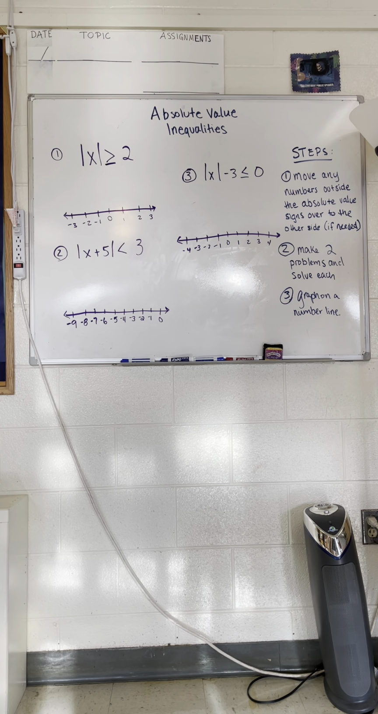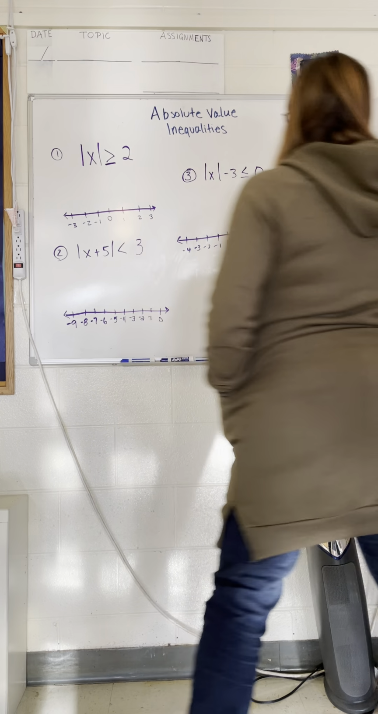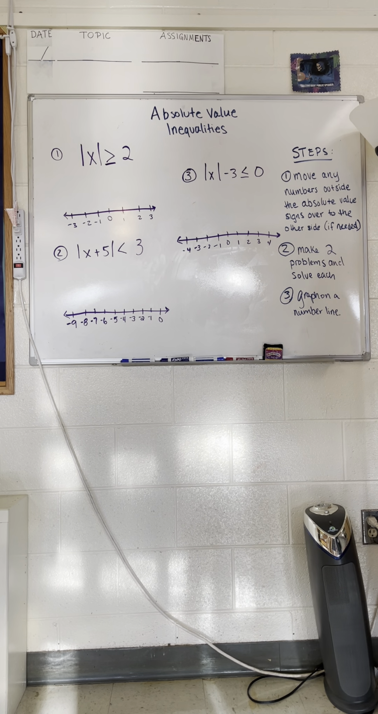And it's the same thing with this, except now, like with other inequalities, we have to graph them at the end, okay? So basically the steps are, and we're not going to do the first step yet. We'll do that at the end because it's a little bit more complicated. The first step technically is to move any numbers outside the absolute value signs over to the other side of the inequality sign, if needed, okay? So that would be like this problem right here. And the second step, which is technically going to be the first step for the first couple problems we do, is to make two problems and solve each.